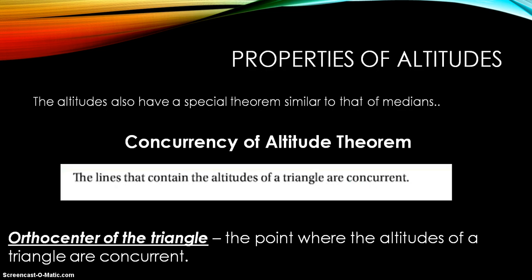So now we have a similar thing for altitudes. The concurrency of the altitudes is called an orthocenter. The orthocenter of a triangle is where all your altitudes of a triangle are concurrent, not congruent. So again, it's different from the medians. Medians meet at the midpoints, and their point of concurrency is called the centroid. For the altitudes, the point of concurrency, when you draw all three, is called the orthocenter.